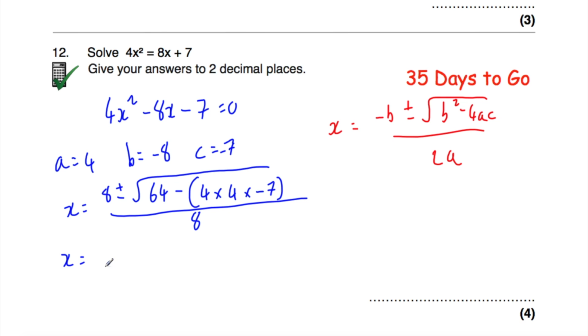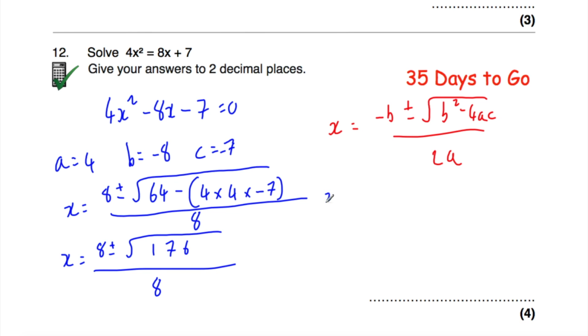So we've got that x is equal to 8 plus or minus the square root of, I'm just going to work out what this is, so 64 minus, and then in brackets 4 times minus 7 is equal to 176, and then that's all divided by 8. Now we want to find our values for x, so we've got two values. We're going to have 8 plus the square root of 176 divided by 8, and then we're going to have 8 minus the square root of 176 divided by 8.